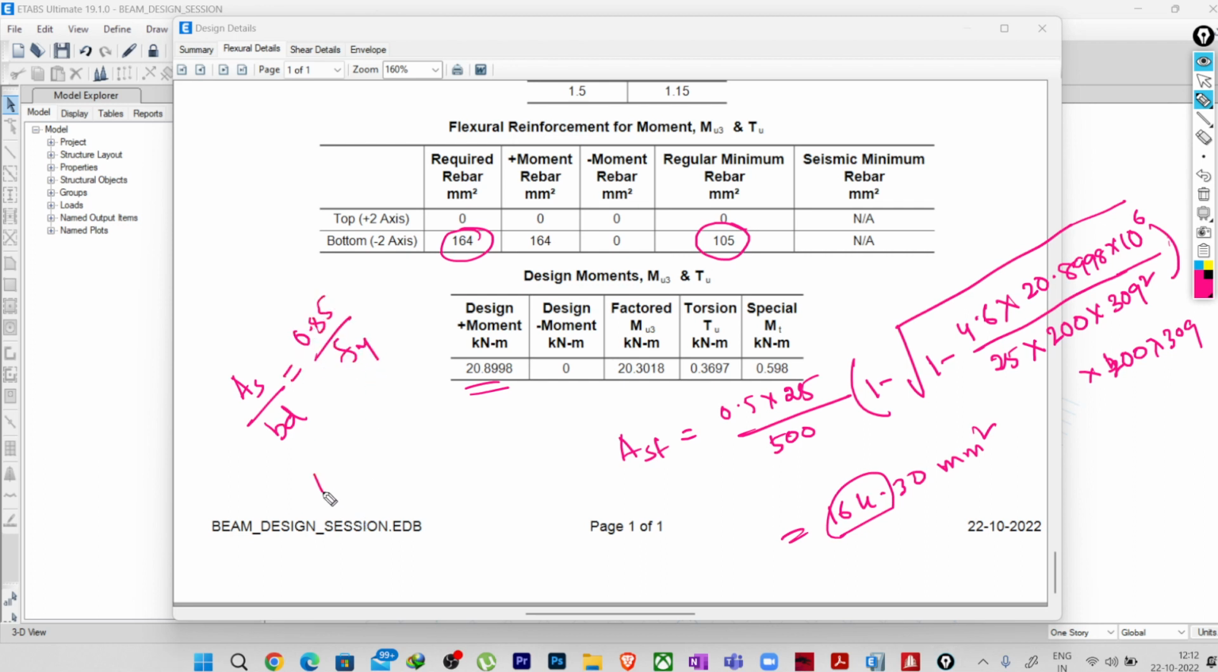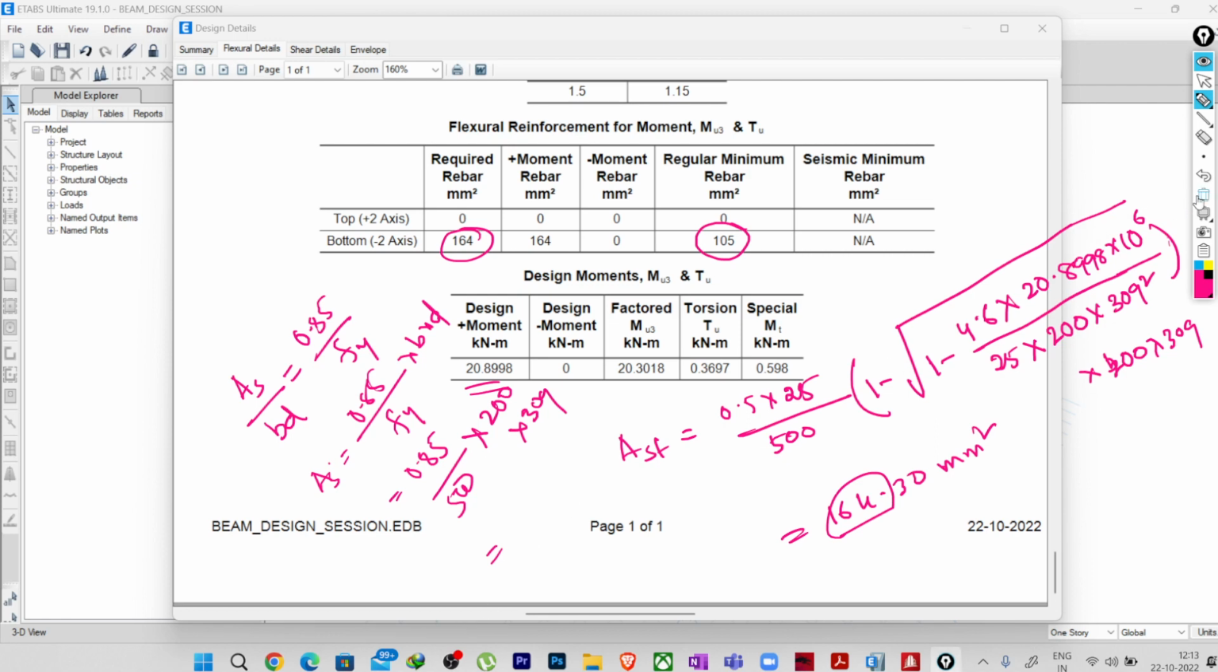Yes, so it will be area of steel 0.85 Fy multiplied by B into D. So just find out what is the result we are getting. 0.85 by 500 multiplied by 200 into 309. Tell me what is the answer?